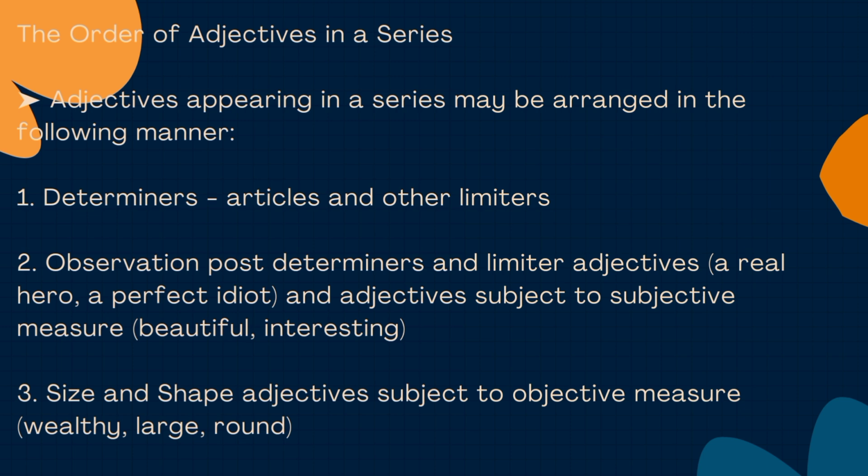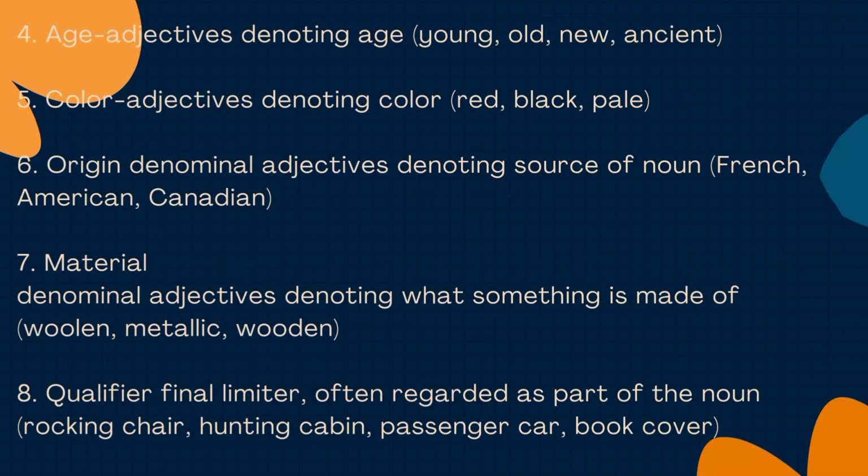Ito naman ay naglalarawan ng isang katangian na nararamdaman. And the number 3 is size and shape adjectives subject to objective measure. Wealthy, large, round. Number 4 naman ay ito yung pang-uri ng edad. Ang mga pang-uri na ito ay naglalarawan ng edad ng pangalan.